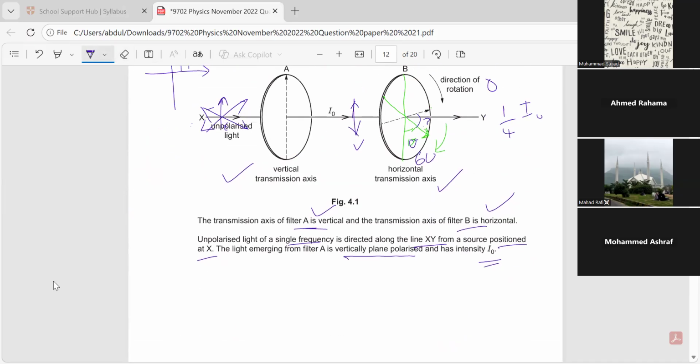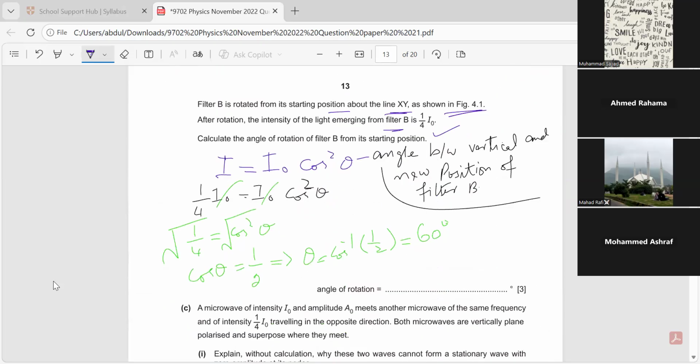So what will be our answer? 90 minus 60, it will be equal to 30. That's what I'm going to do. So angle of rotation for filter B will be equal to 90 minus 60. That is simply 30 degrees, my dear friends. So be very careful. This angle which we have calculated, that was with the vertical. Now we have to calculate the angle between the new position and old position.